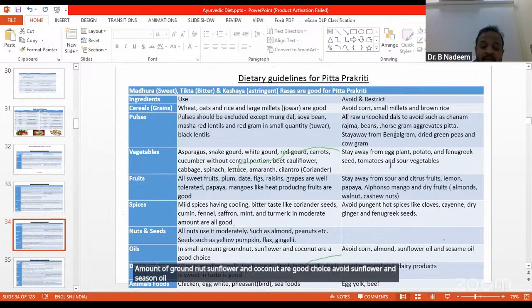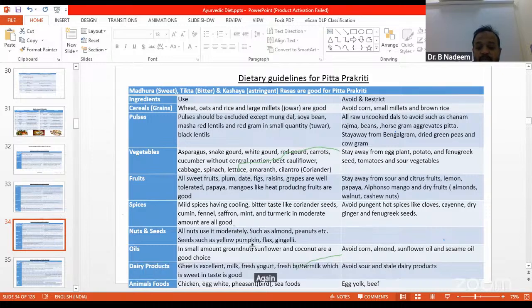In again dairy product, ghee is excellent. Milk, fresh yogurt, fresh buttermilk, which is sweet in taste, is good. Avoid sour and stale dairy products. Animal, chicken, egg white, again, sea food, egg yolk, and beef are restricted and avoided.